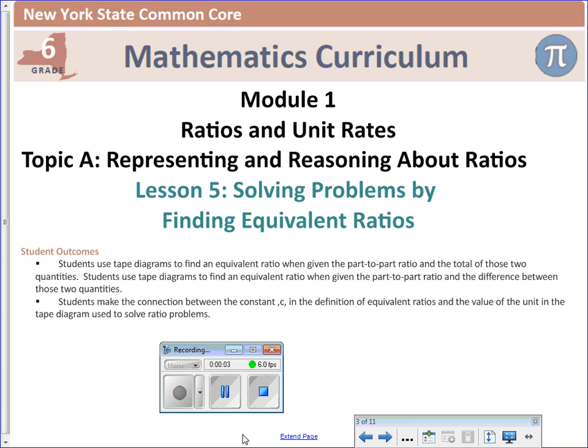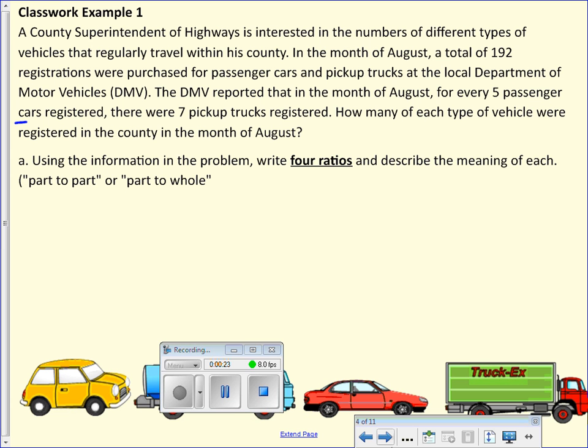Okay, today we're looking at Module 1, Lesson 5, Solving Problems by Finding Equivalent Ratios. So here's the beautiful thing. We're learning nothing new today. We're just going to apply what we've been learning in a new way. I love this lesson. When I saw this lesson last year, I was like, oh my gosh, this is genius. I never thought of it this way. So I'm very excited to do this lesson with you today.